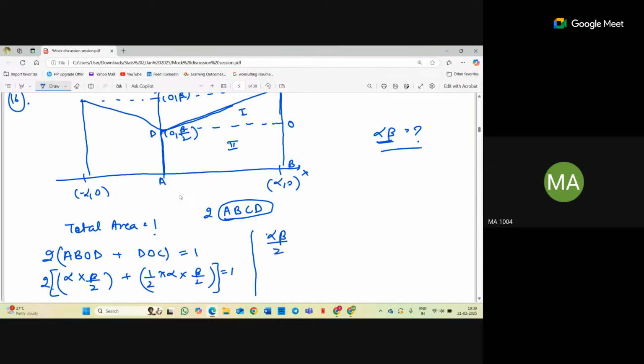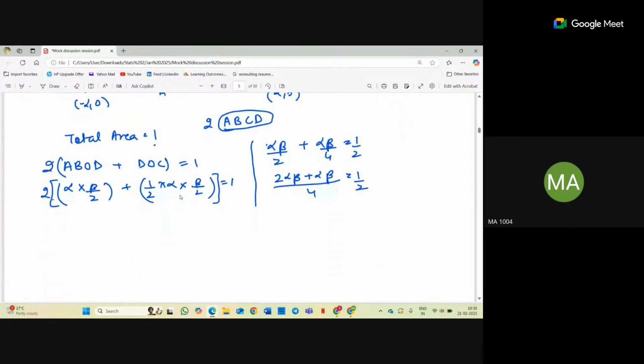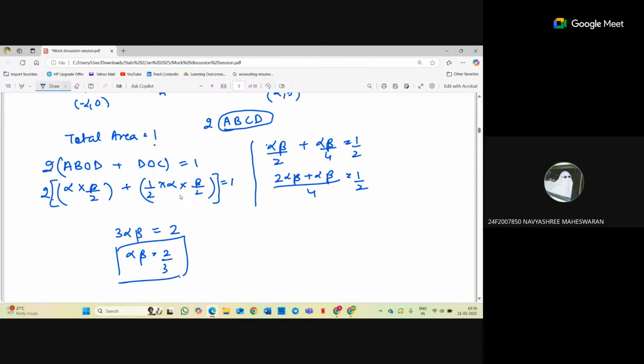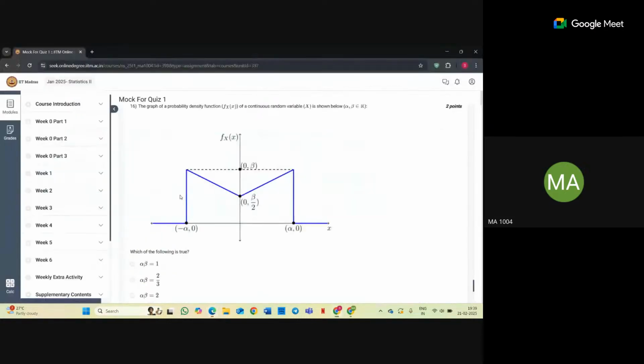So now this would be alpha beta by 2 plus alpha beta by 4 equals 1 by 2, right? So 2 alpha beta plus alpha beta over 4 equals 1 by 2, right? So this would be 3 alpha beta equals 2. So alpha beta would be 2 by 3. Everybody got it? Yes, ma'am. Okay. So this is the answer, that is alpha beta equals 2 by 3.